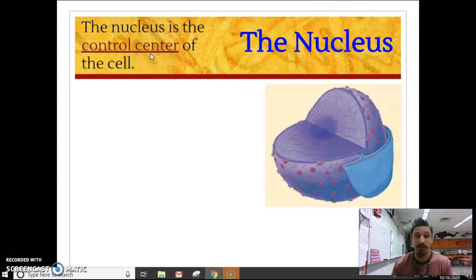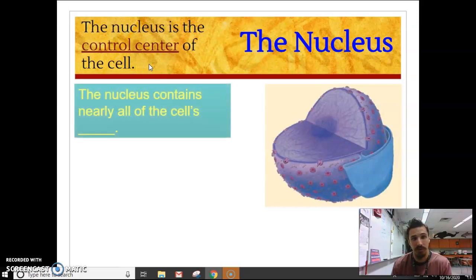Again, we call the nucleus the control center of the cell because it houses DNA, and DNA, that special nucleic acid, controls just about everything life has to offer. However, the nucleus only contains most of the cell's DNA. We're going to find out there's another organelle somewhere outside the nucleus in that cytoplasm area that has a little bit of the cell's DNA in it as well.